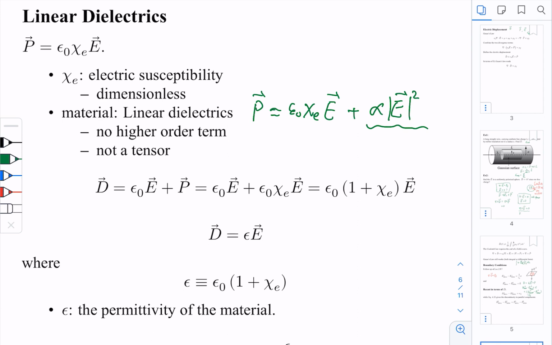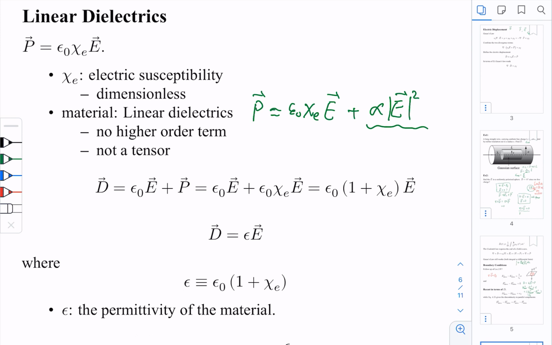And the second meaning is that it's isotropic, so no matter what direction you feed in for the E field, the final P field will also be in line with this E field, and this means it's not a tensor. Under these two assumptions, we call this kind of material that obeys this equation linear dielectrics.